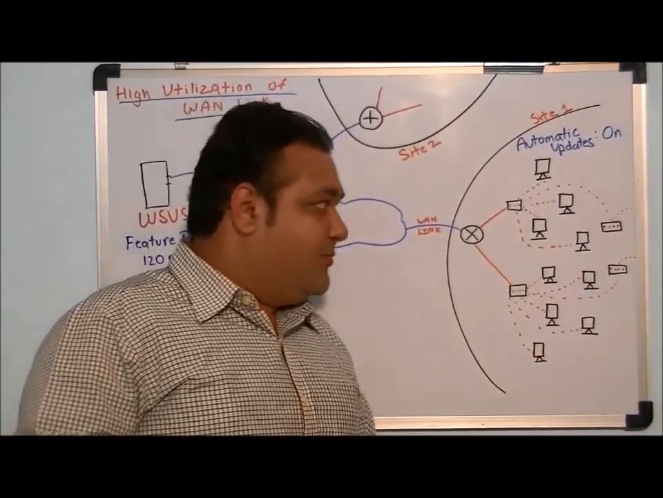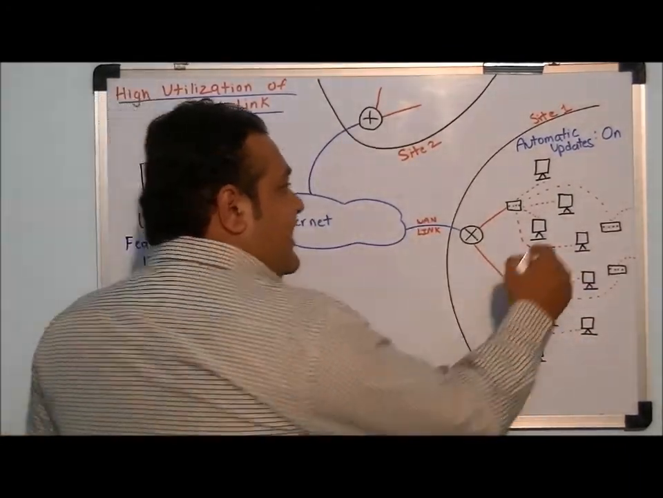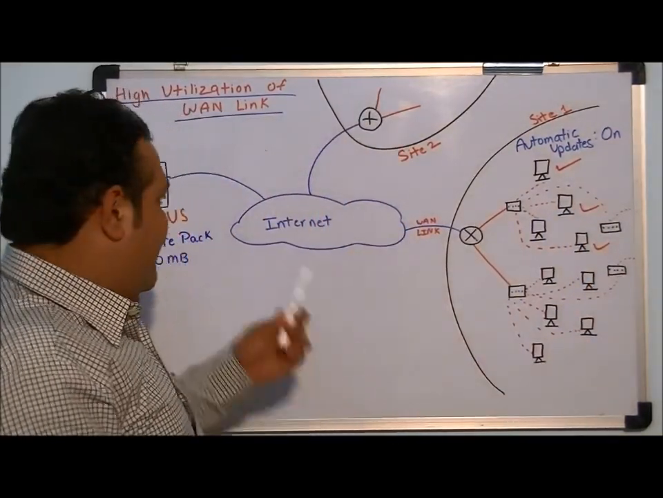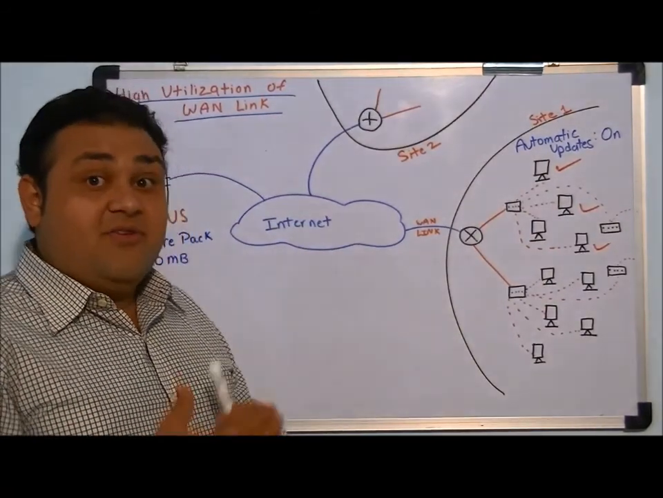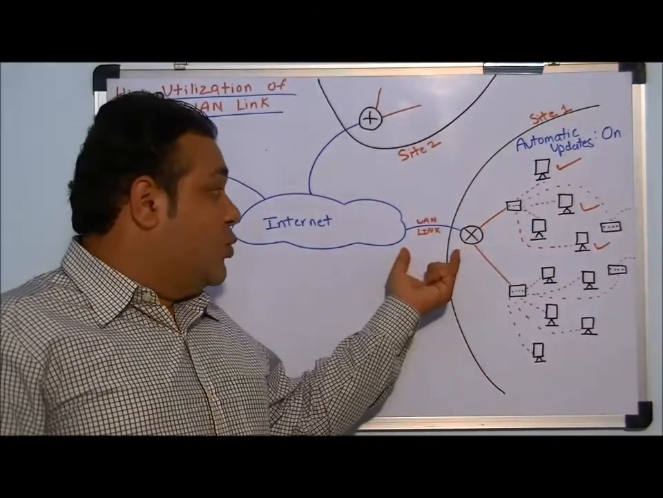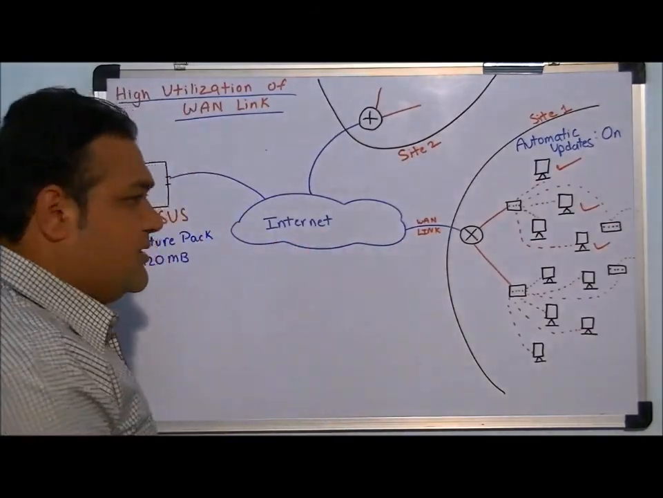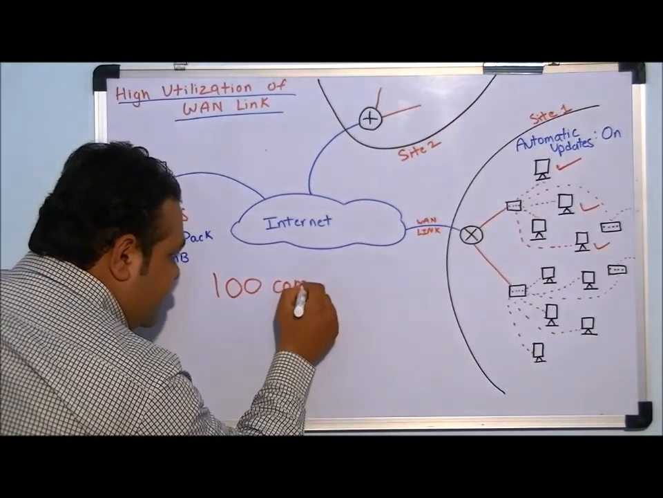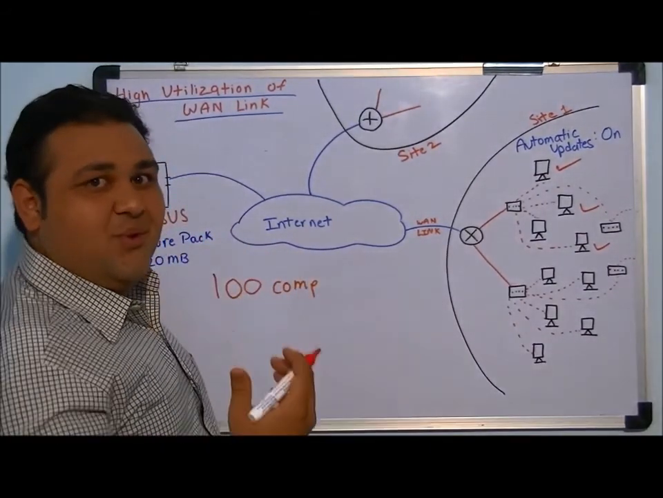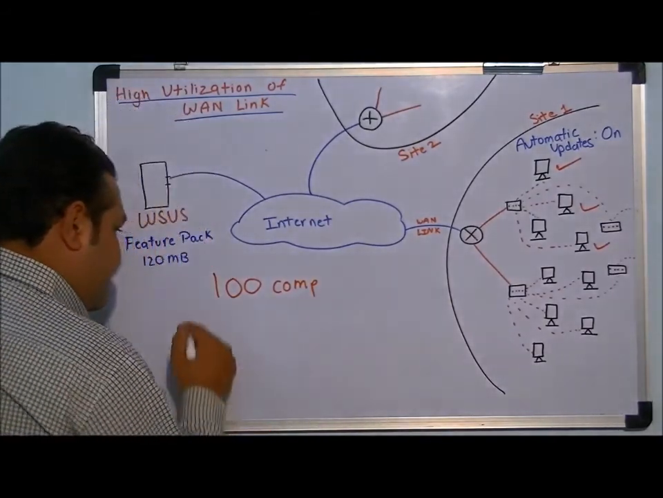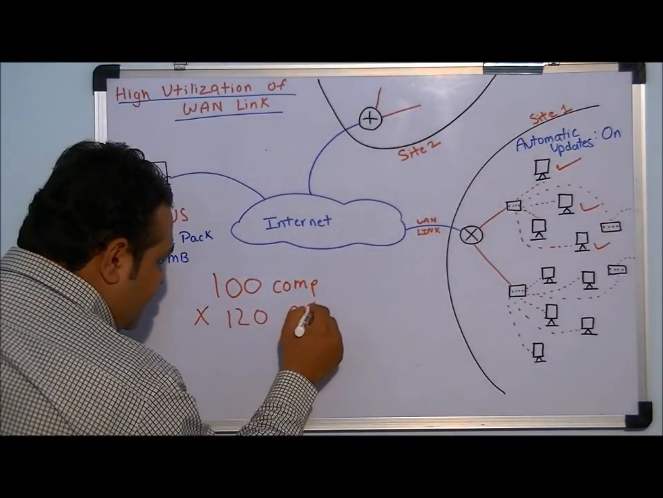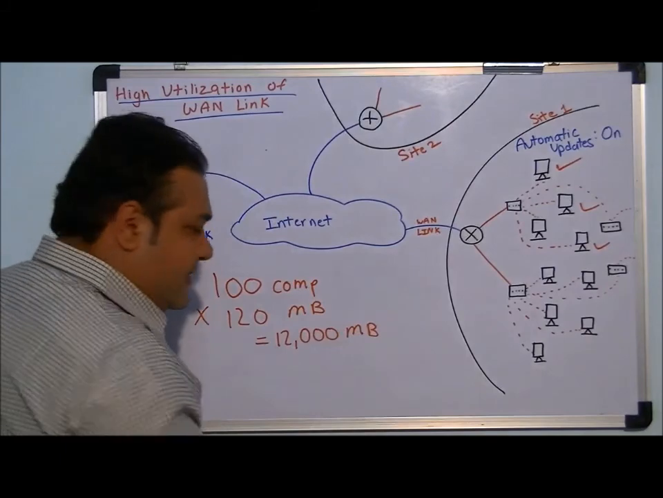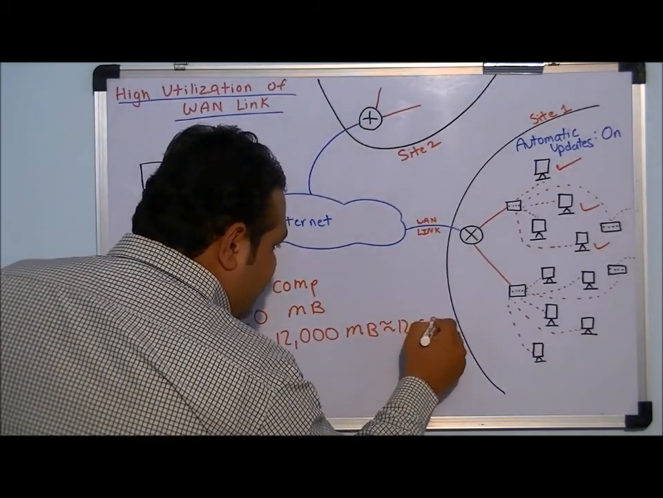here. Now, imagine if each and every computer over here individually starts downloading that feature pack from the WSUS server, then we will see the adverse effects which this WAN link will face. So, the mathematics is very simple in this case. As we can see, there are 100 computers, and each computer is downloading 120 MB of data. This comes around 12,000 MB of data, which is approximately equal to 12 GB.